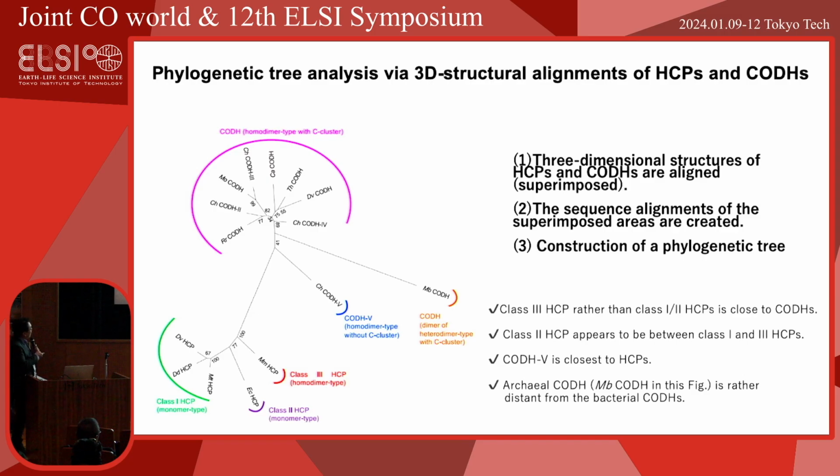And among the HCP classes, the order of the evolution may be 3 to 1. But at this moment, we need more data to determine the evolution of this area.